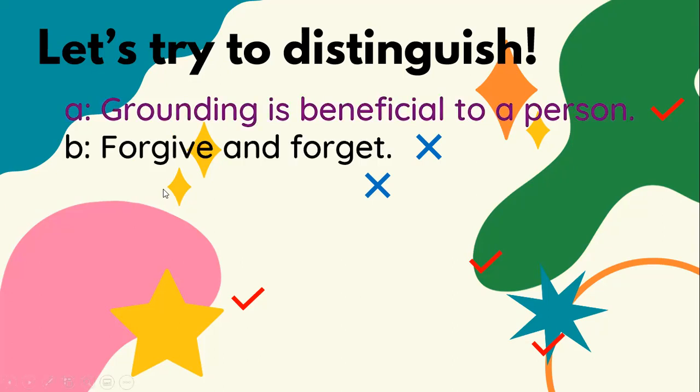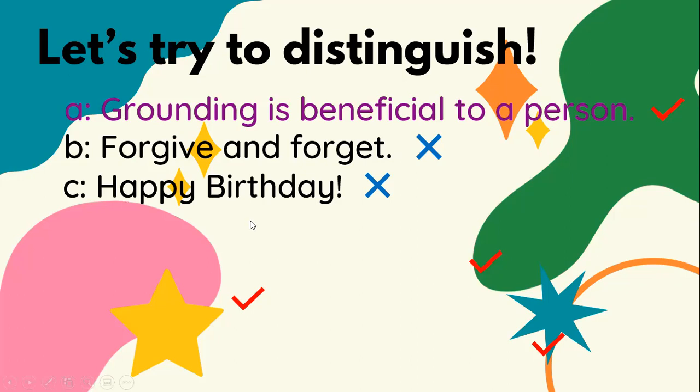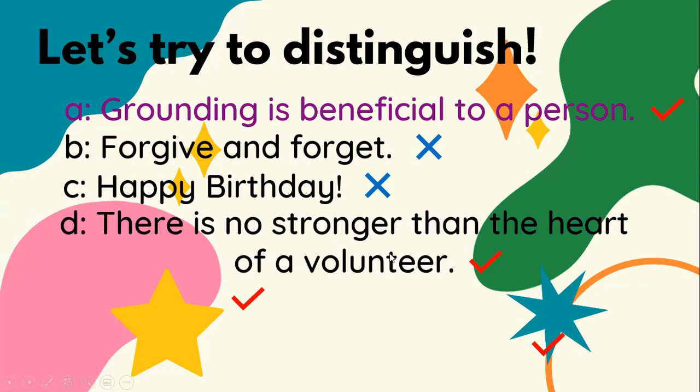Okay? Let's have the next one. Forgive and forget. Is this a declarative? No, of course. Kaya nga may X na tayo, di ba? Nagsala na siya dun sa definition ng proposition na declarative because this is an example of an imperative. Parang inutusan ka, di ba? To forgive and forget. That's why this is not an example of a proposition. Okay? The third one, happy birthday. It's an example of an exclamatory sentence. That's why it's not an example of a proposition.